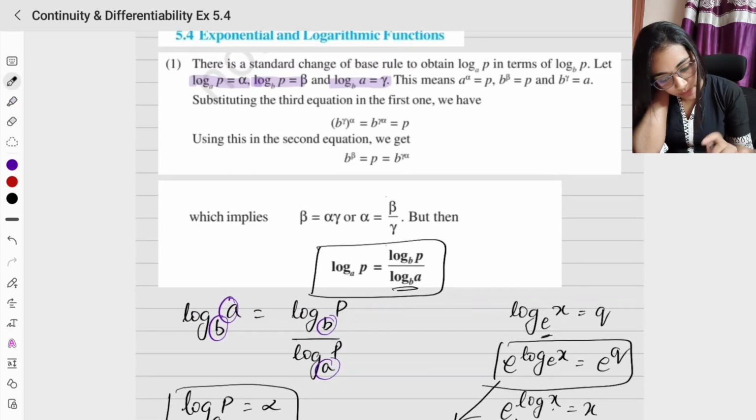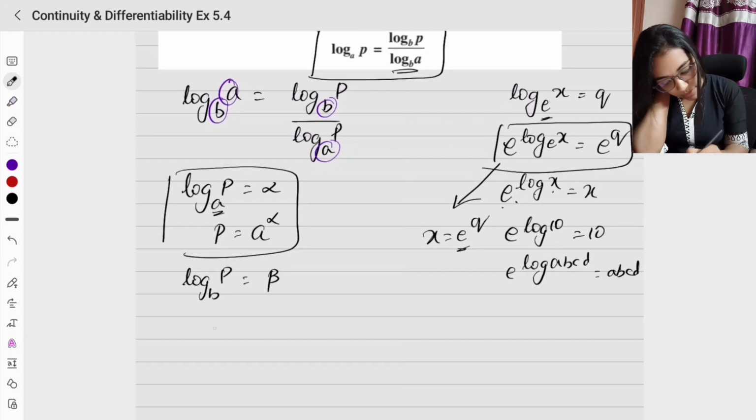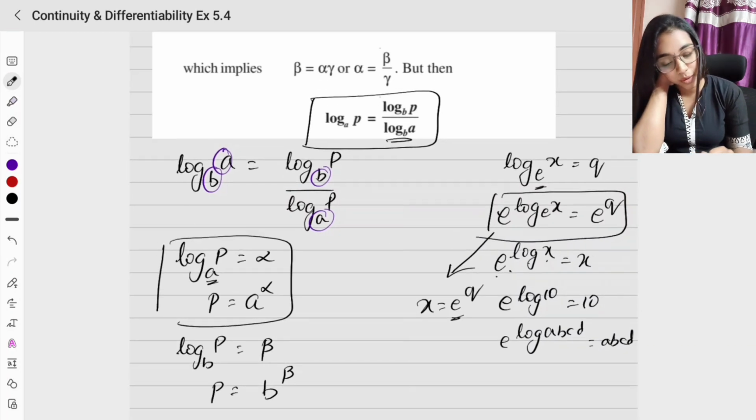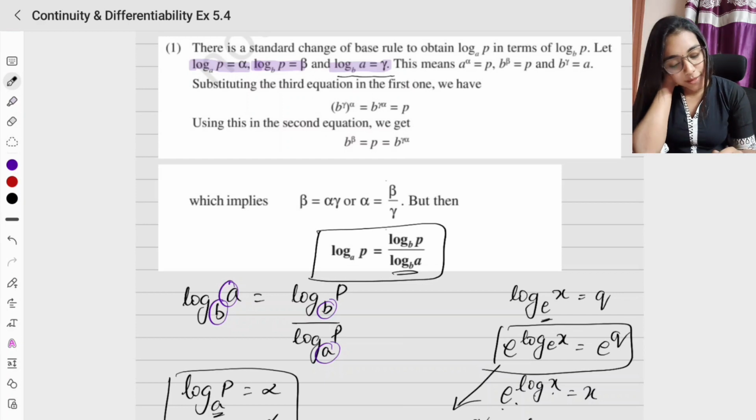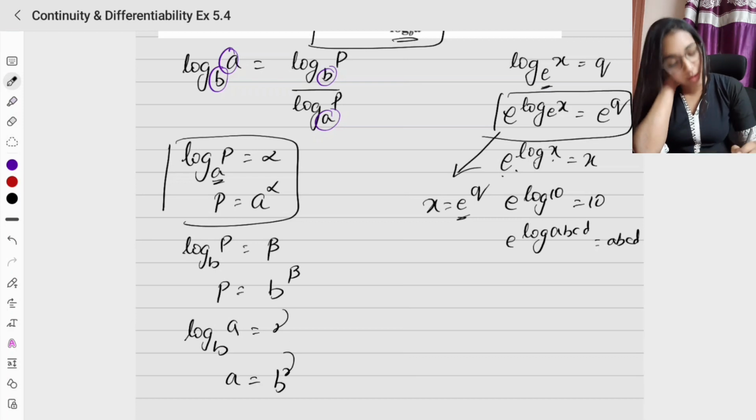What is my second one? Log p to the base b equal to beta. So what will be my value of p here again? It is going to be b raised to power beta. So you have p equal to a to the power alpha and p equal to b to the power beta. The third one: here you have log a to the base b equal to gamma. So what is going to be my value of a? It is going to be b raised to the power gamma.